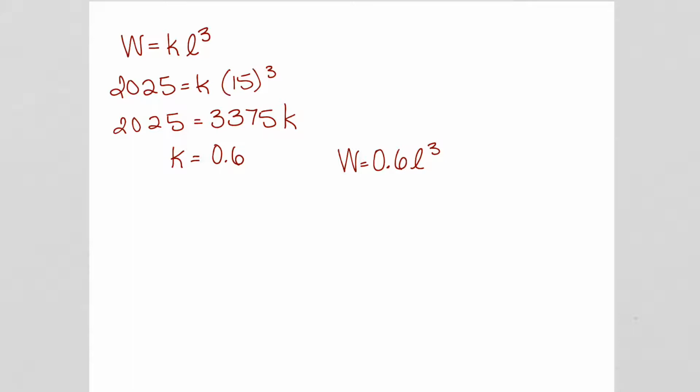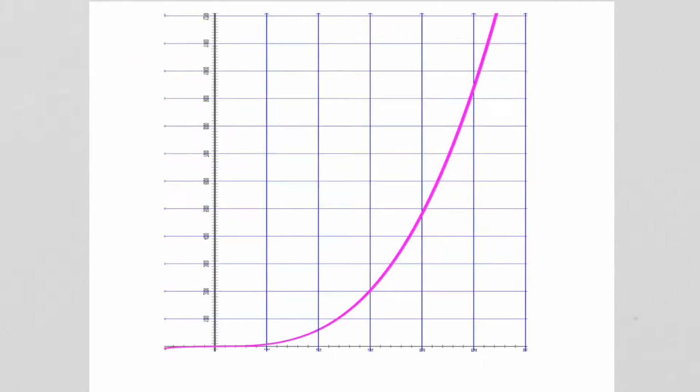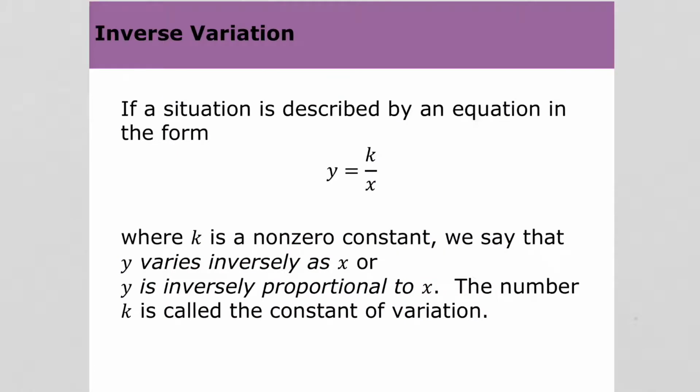Then the problem asks, what was the weight of a 25-foot long shark in the novel Jaws? So we plug in 25 feet for the length. Cube 25 and multiply by 0.6 and we get 9,375 pounds. That's a lot. And another graph of that. You can actually see that the weight of sharks grows exponentially. Lovely.